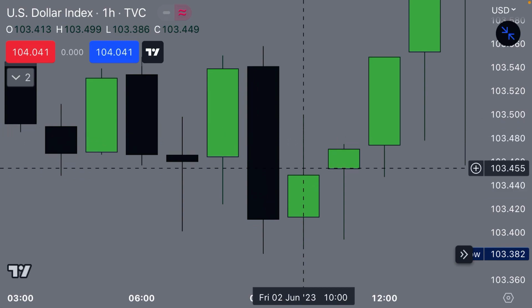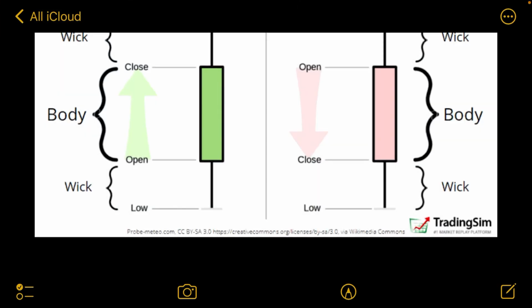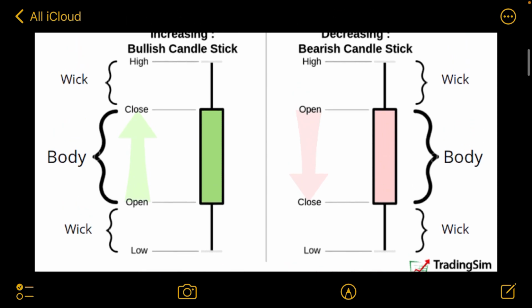Now, as you can see, as my crosshair is on top of this candle, if you look to the top left of your screen, just below where it says US Dollar Index, you will see a certain group of numbers, and each of these numbers has an alphabet next to it. O 103413, H 103499, L 103386, and C 103449. If I come back to this picture, you observe that they have what we call the open, the high, the low, and the close of your candle.